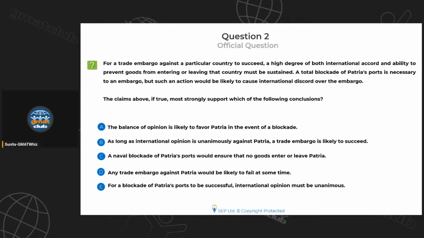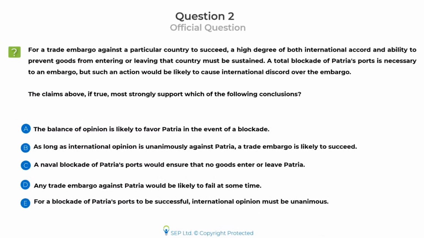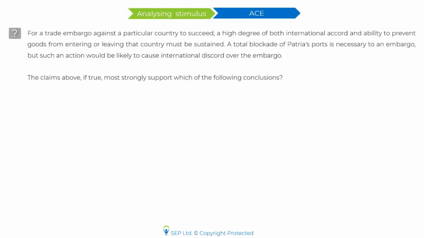Let me mute my camera here and let's focus on the question at hand. I'm going to start off with the first step, which is to analyze the stimulus. For a trade embargo, there are two things. One, you know the meaning of embargo. Two, you don't know the meaning of embargo. Remember, and this has been my experience as well, GMAT will never give you data that you cannot understand. There will be context to explain what that word embargo stands for. You just have to be alert and vigilant enough to notice that the meaning is given there.